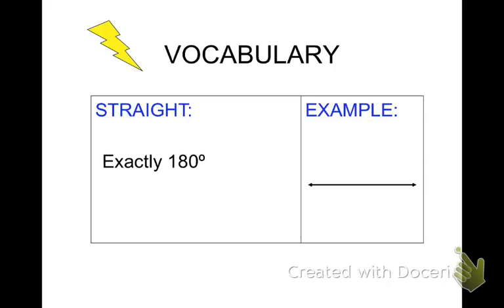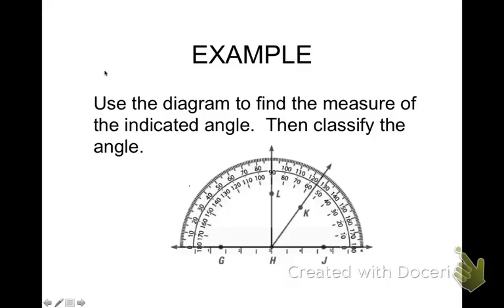All right, so now we're going to combine the protractor together with the classifying. So if you're ever asked to classify an angle, you'll call it acute, right, obtuse, or straight. If you're ever asked to name the angle, that's when you actually physically name it, angle ABC or angle BAC or whatever it would be. All right, so here is our next example. Use the diagram to find the measure of the indicated angle, then classify the angle.